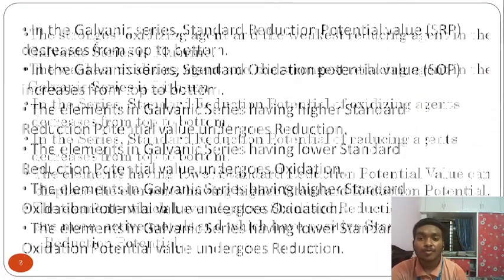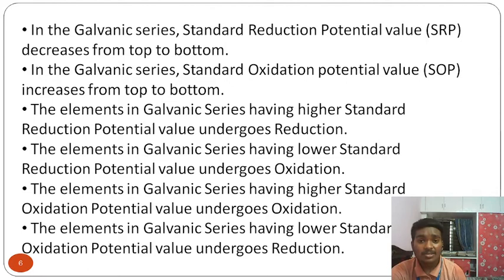There are some important points to discuss. In the galvanic series, standard reduction potential value decreases from top to bottom. Standard oxidation potential value increases from top to bottom. The elements in galvanic series having higher standard reduction potential value undergo reduction. The elements having lower standard reduction potential value undergo oxidation. The elements having higher standard oxidation potential value undergo oxidation. The elements having lower standard oxidation potential value undergo reduction.